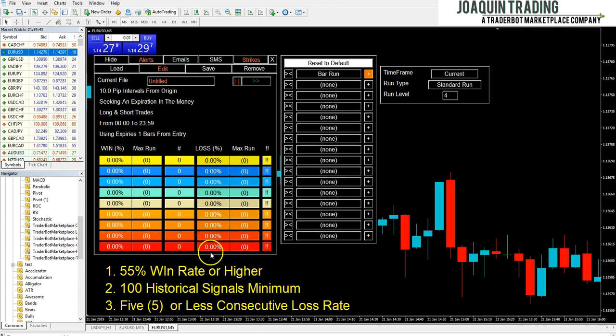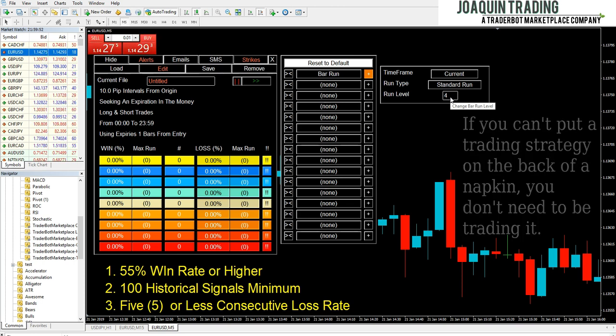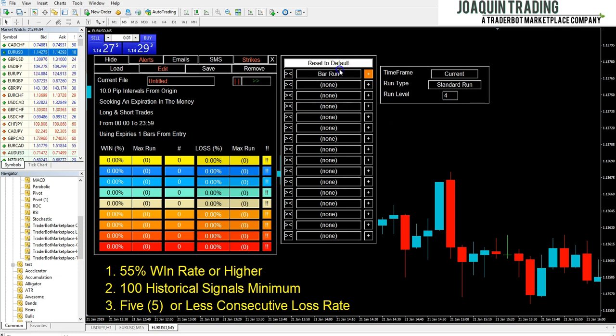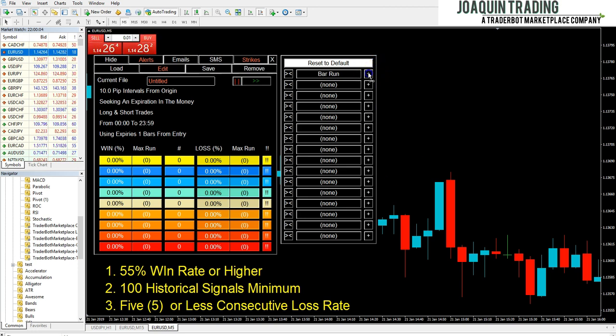So follow along. I'm just going to do it like I do it. We're going to look at a 4-bar run. A friend of mine told me if you can't put a trading strategy on the back of a napkin, you don't need to be trading it. So every one of the trading strategies that we use can pretty much be described on the back of a napkin. We've got the normal RSI, MACD, Bollinger Bands, and the whole thing. But today we're going to be talking about the bar run, which is one of the easiest, or if not the easiest, indicator in the world.